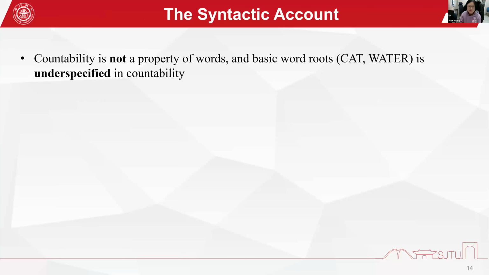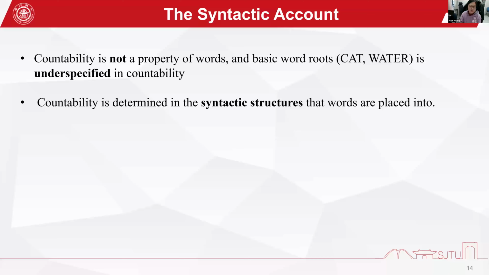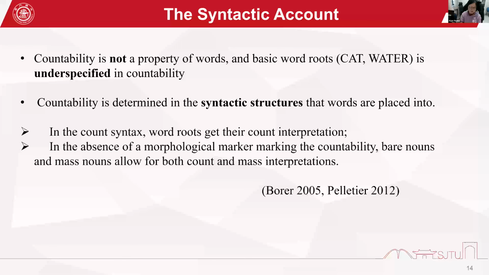Okay, we now move on to the syntactic count. The syntactic count means that countability is not a property of words. This is quite different from the semantic count. The basic word root is underspecified in countability. According to the syntactic count, countability is determined in the syntactic structures that words are placed into. In the count syntax, a word root can get a count interpretation, but in the absence of a morphological marker marking countability, the bare noun gets a mass interpretation.